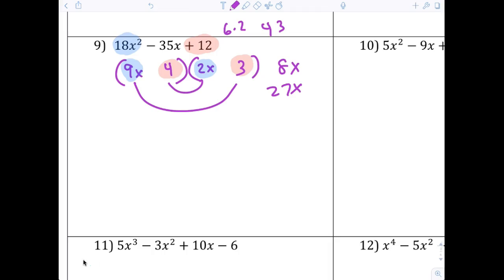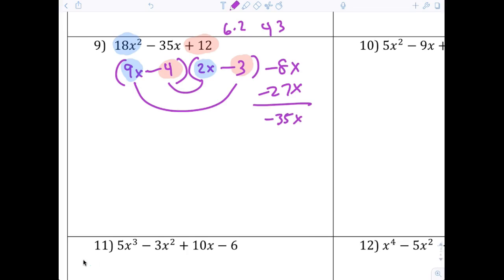Can I make 35 with that? Yes, you have to add them together. They both have to be negative, right? Because negative 4 times negative 3 is the positive 12, and negative 8x and negative 27x is negative 35x.